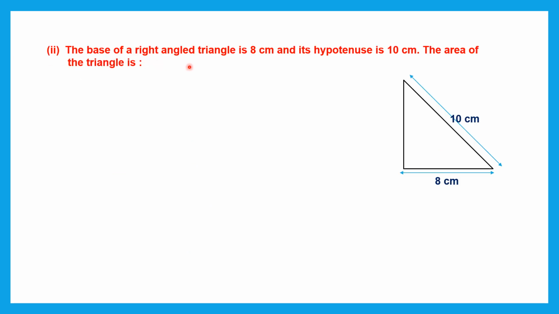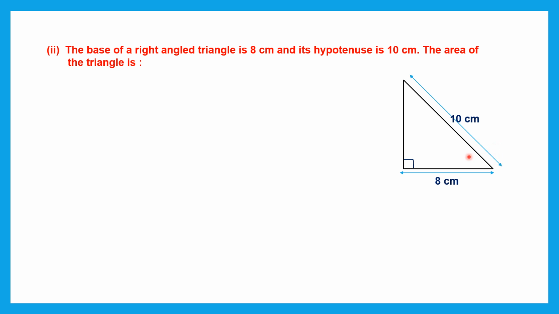Question 2. The base of a right angle triangle is 8 centimeters. So we have a right angled triangle here. So this is 90 degrees. So this is a right angle triangle. And this is 8 centimeters, which is the base. And its hypotenuse is 10 centimeters. So this is the hypotenuse.